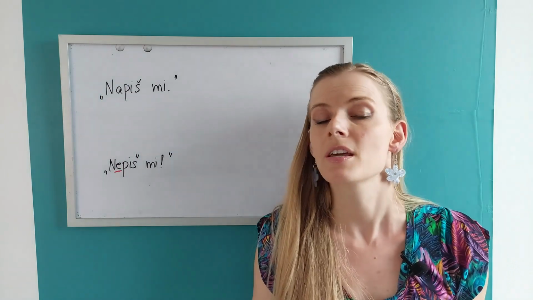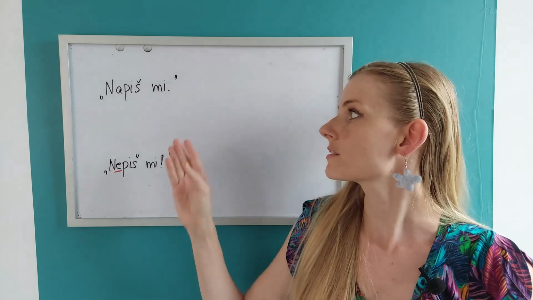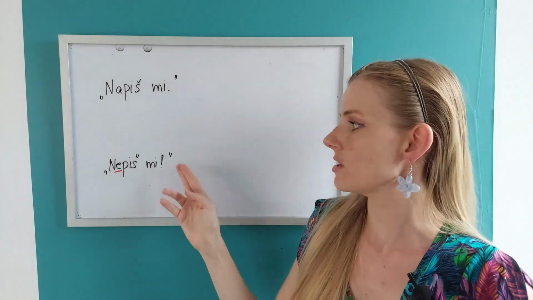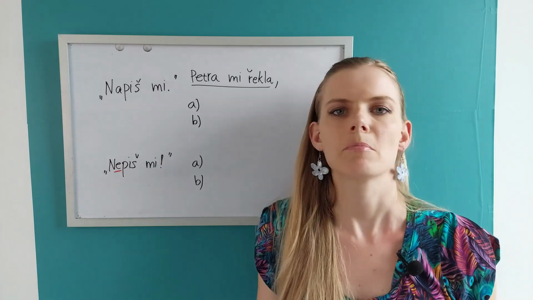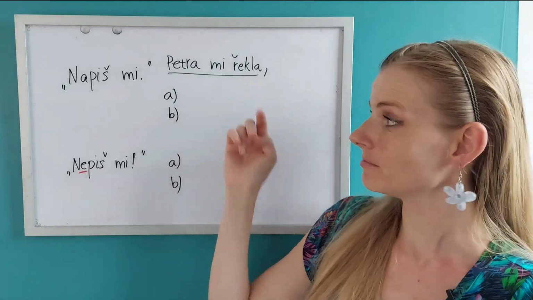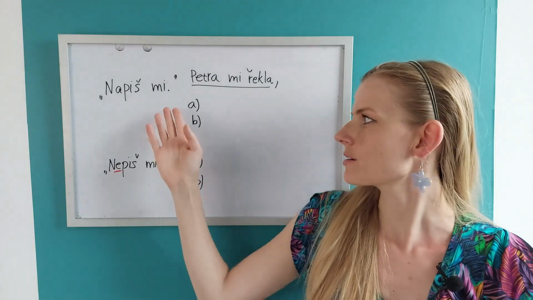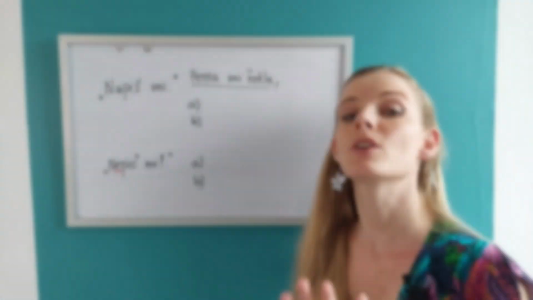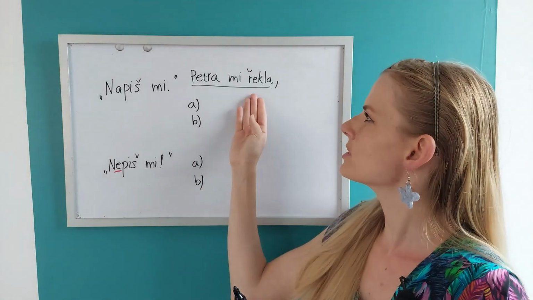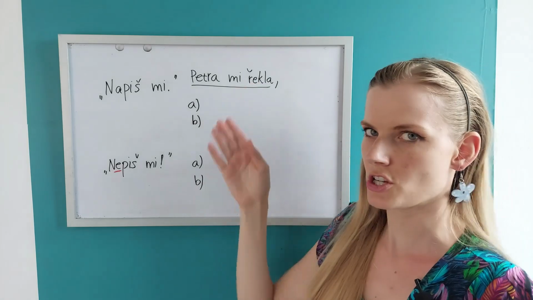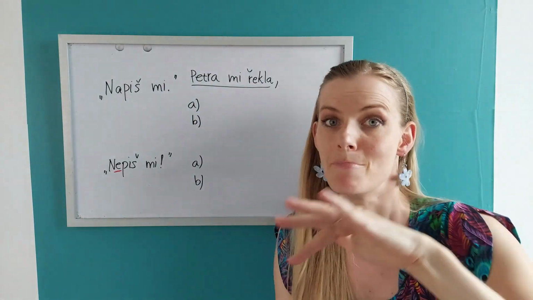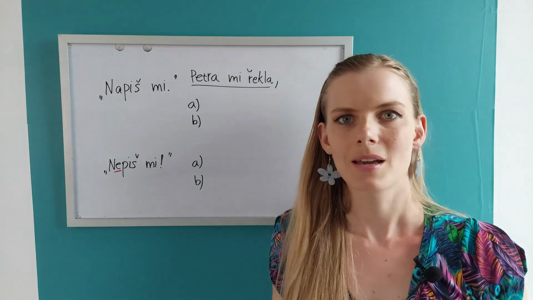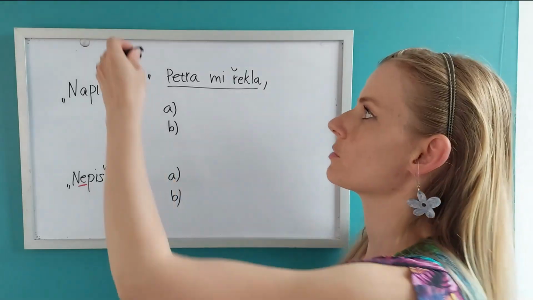If you're up for it, please pause the video and think of the true options for each of the direct speeches. Imagine it's the same woman, Petra again. Petra mi řekla. Pause the video now and think about these options. Now let's work together. Petra mi řekla. Notice how the word order changes when you put a name here in front of the verb. Petra mi řekla. I'm gonna put it here.